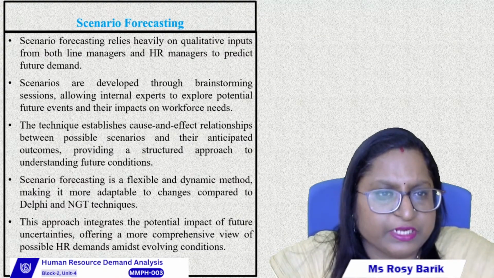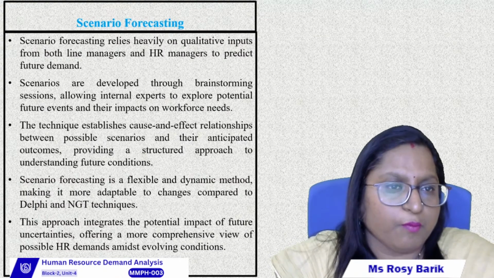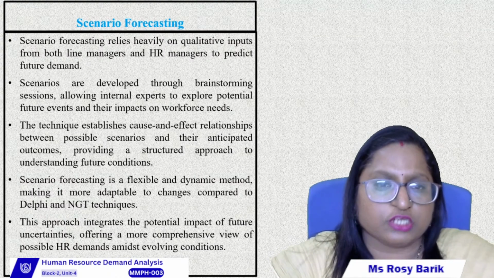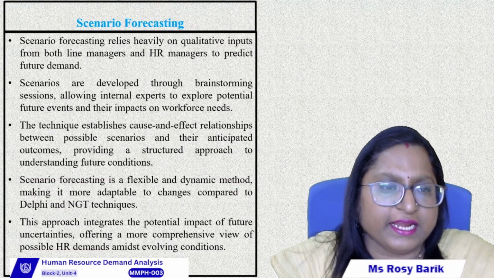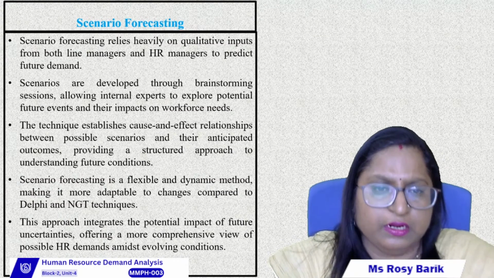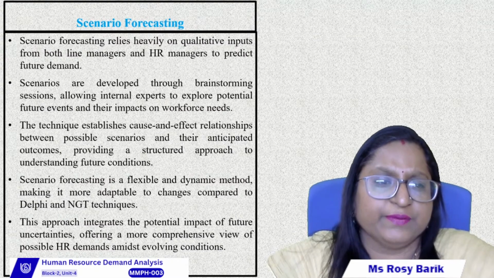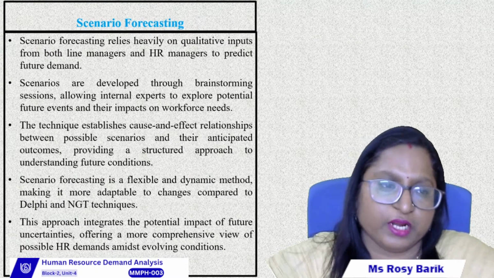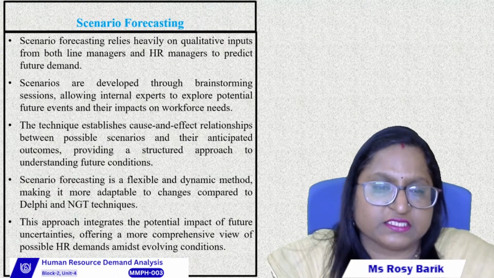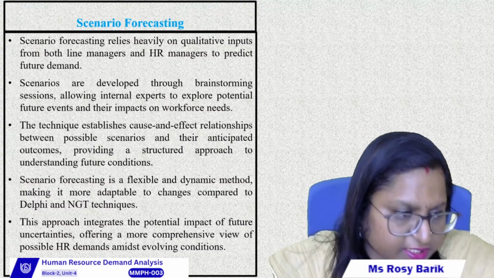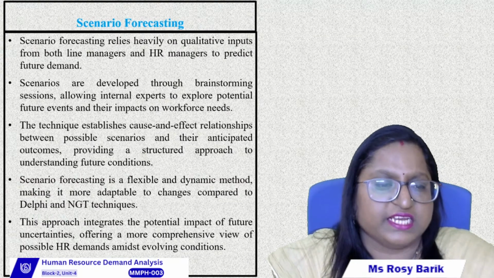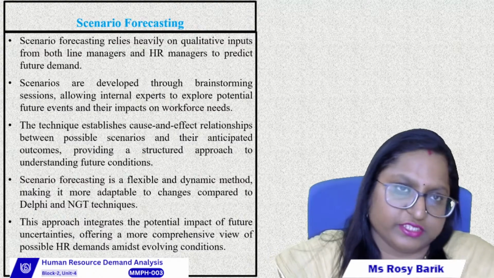This technique establishes cause and effect relationships between possible scenarios and their anticipated outcomes, providing a structured approach to understanding future conditions. Scenario forecasting is a flexible and dynamic method, making it more adaptable to changes as compared to the Delphi and NGT techniques. This approach integrates the potential impact of future uncertainties, offering a more comprehensive view of possible HR demand amidst evolving conditions.